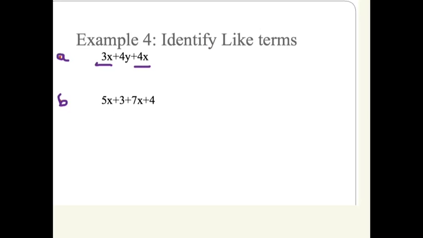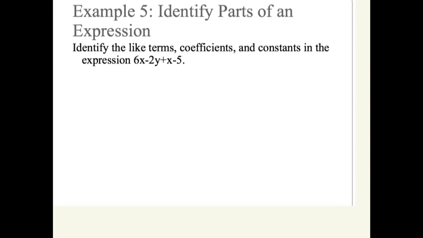If we look at part B, let's identify the like terms here. So 5x is just like 7x because they both have x terms. They both have x as their variable. And I'm going to box out 3 and 4. These are constant terms, but they are like as well. So we found all pairs of like terms here. So here in this example, example 5, we're going to consider really breaking apart an expression and considering what things we have. So I'm going to make a little bit of a chart.